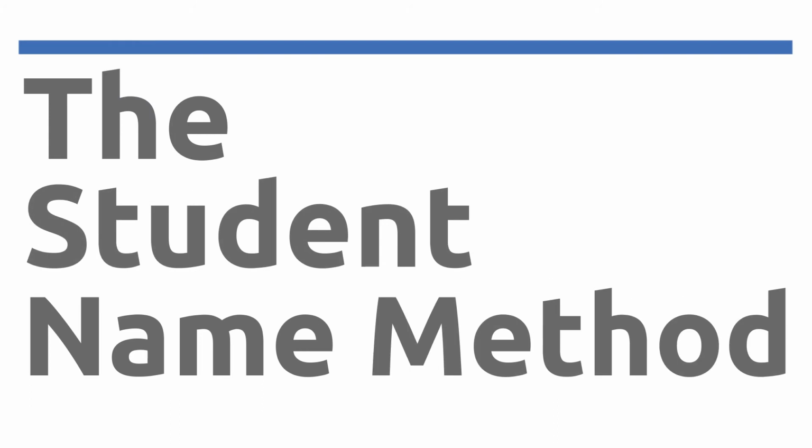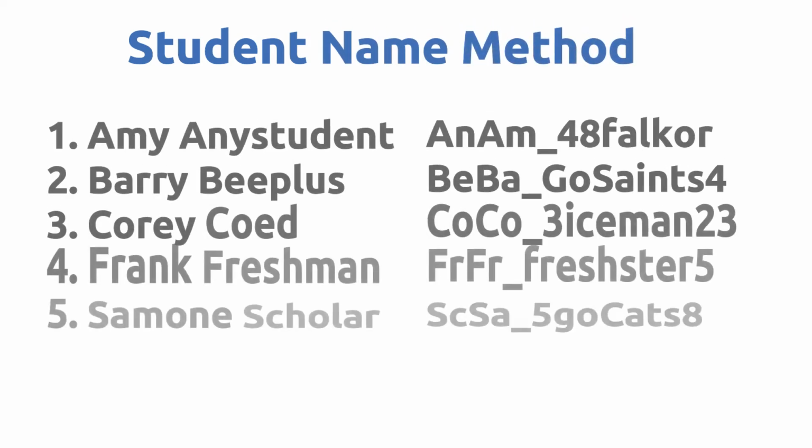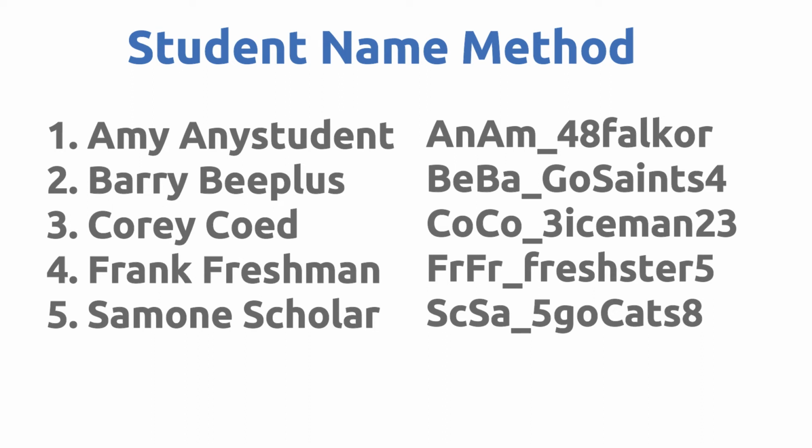One advantage of this method is that it also makes it easy to transfer student performance and assessment data into your gradebook. The second method is based on student names. Use the first 2 initials of the last name and the first 2 initials of the first name, followed by something that the student chooses for themselves. Here is what that might look like.